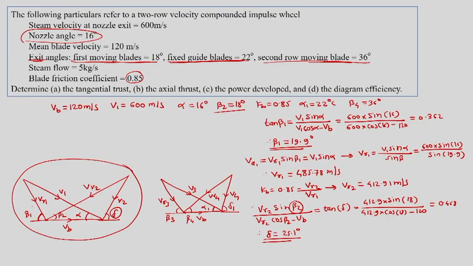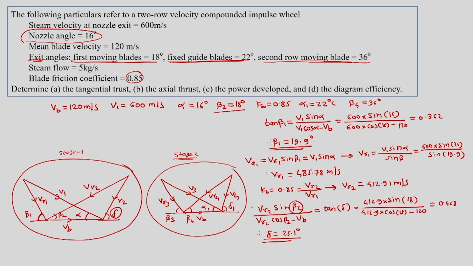Now we are done with the inlet and outlet velocity triangle for stage 1. Now we will work for stage 2.